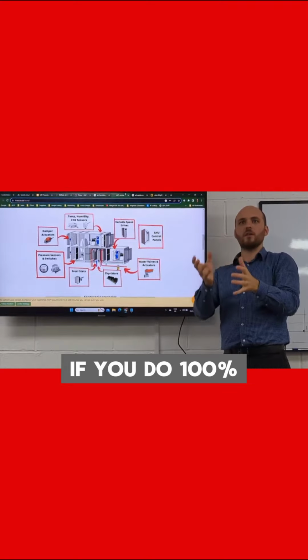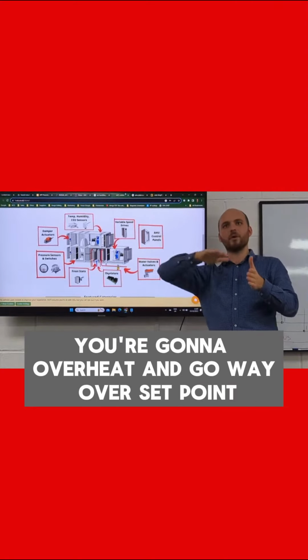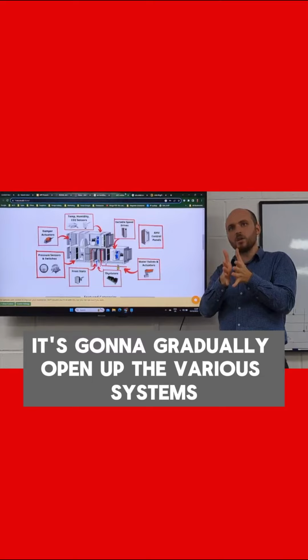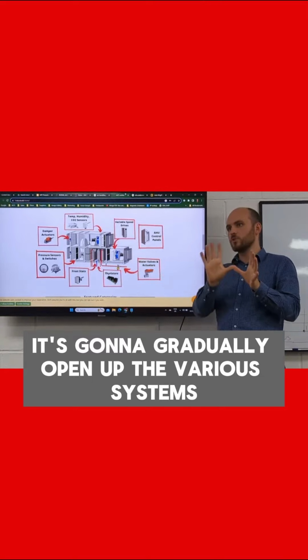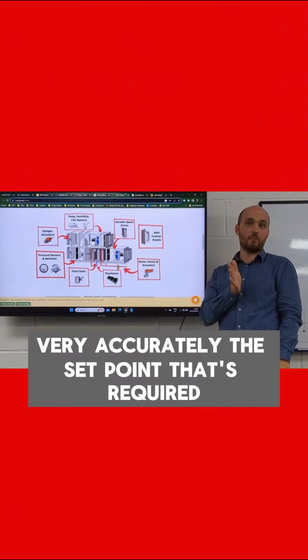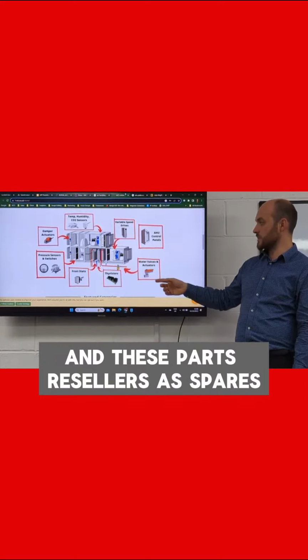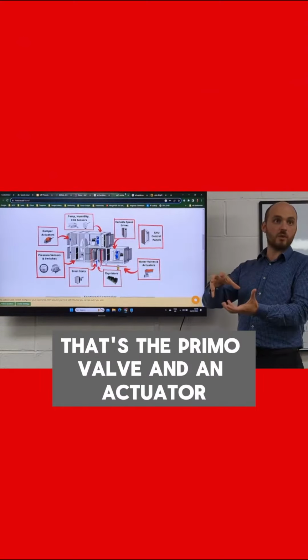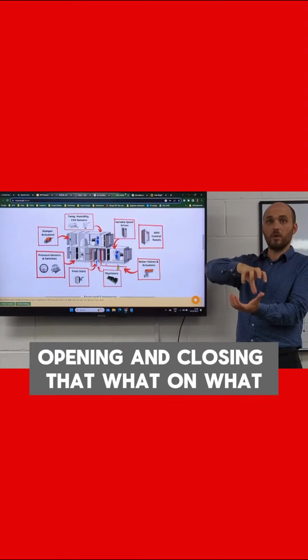Obviously, if you do 100%, you're going to overheat and go way over set point. So what our controls do is gradually open up the various systems to the perfect level of heating or cooling in order to meet very accurately the set point that's required. And these parts we sell as spares. That's the Belimo valve and an actuator. And that's all they're doing. They're just turning, opening and closing that.